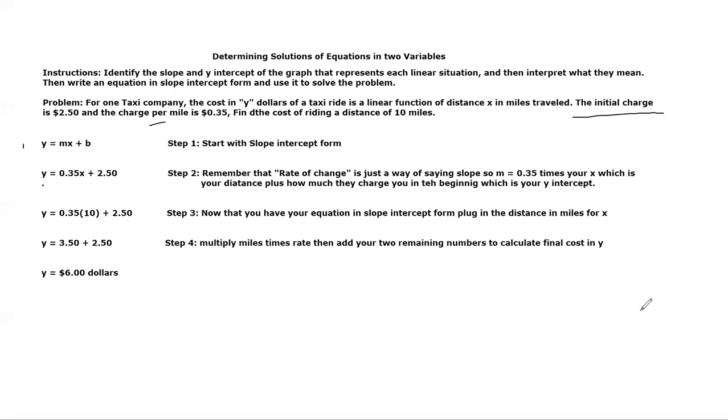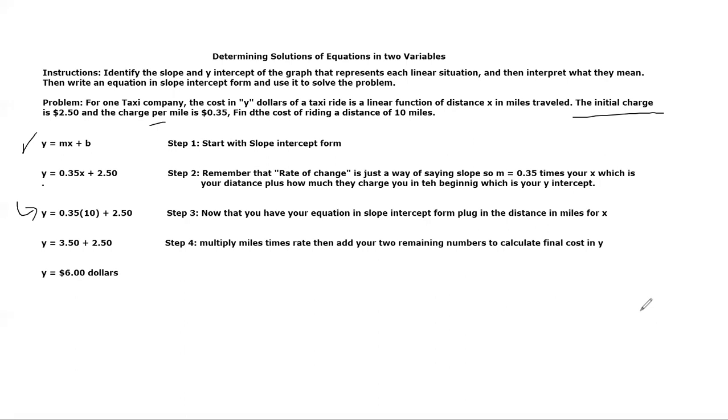So step one, start off with the slope-intercept form and write down the formula. Step two, remember that the rate of change is a way of saying slope. So my m is equal to 0.35, right? And your x is your distance. They said I'm going to travel 10 miles, so my x is 10. And how much they charge in the beginning is your y-intercept. Please ignore the various spelling errors in step two. Anyways, moving on to step three. I just plugged them in. I substituted everything, nothing crazy.